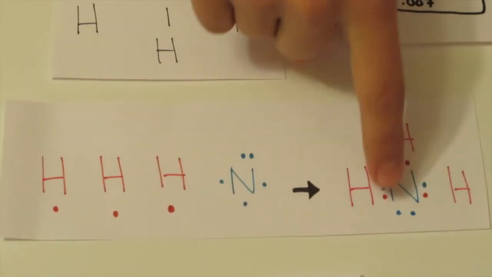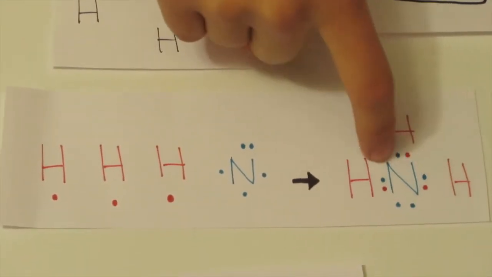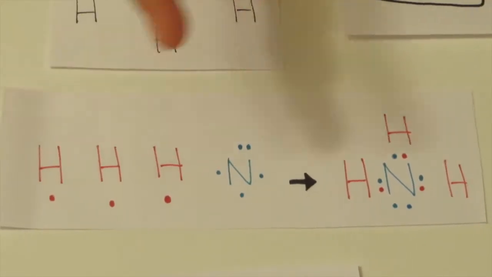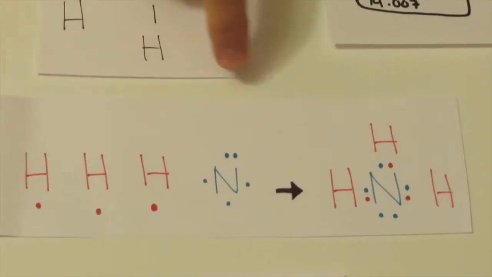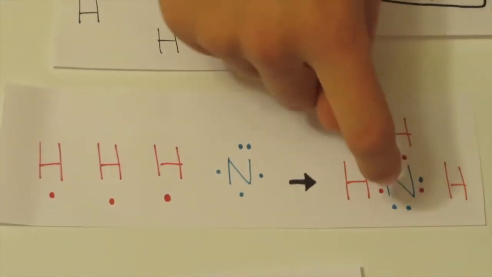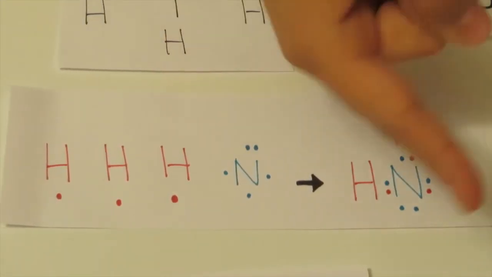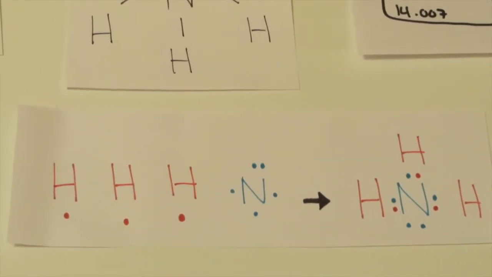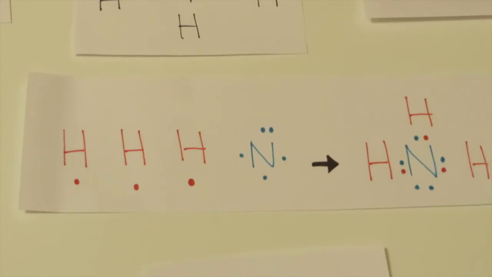When they combine, the nitrogen has 8, which makes it happy because its valence shell is complete, and each of the three hydrogens has 2, which means all of those hydrogens' valence shells are complete, so they're happy as well.